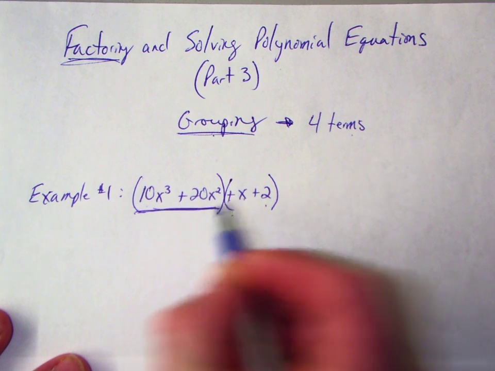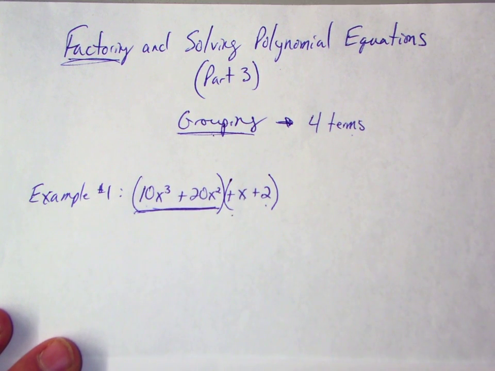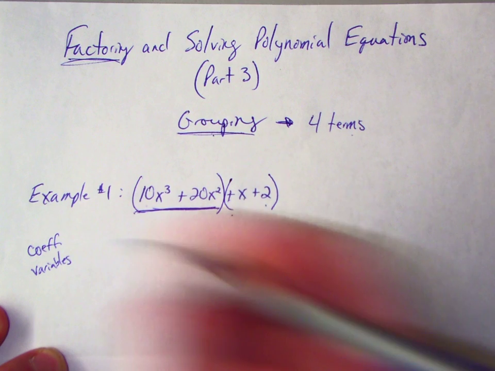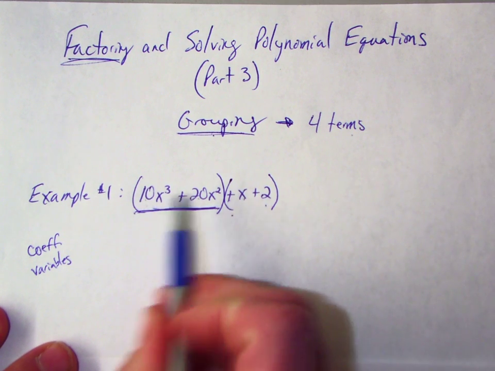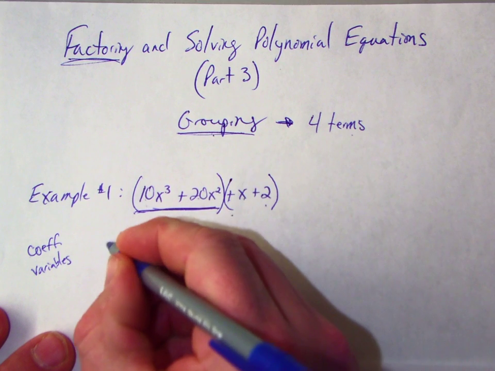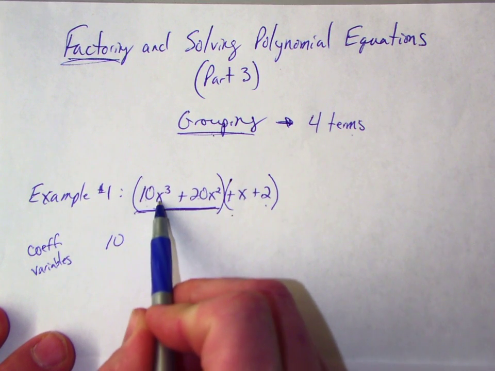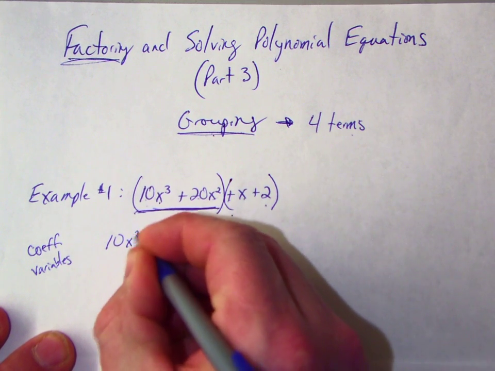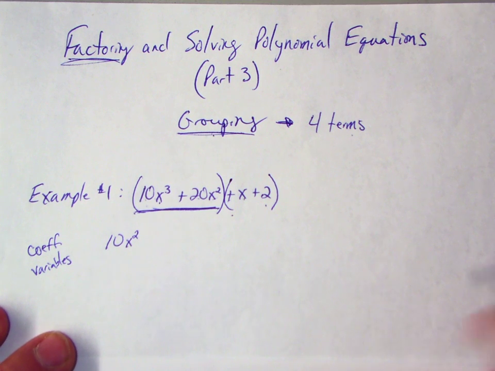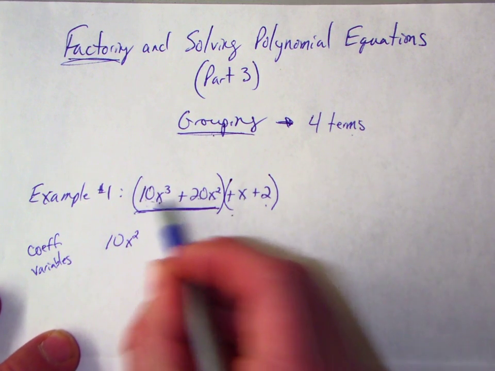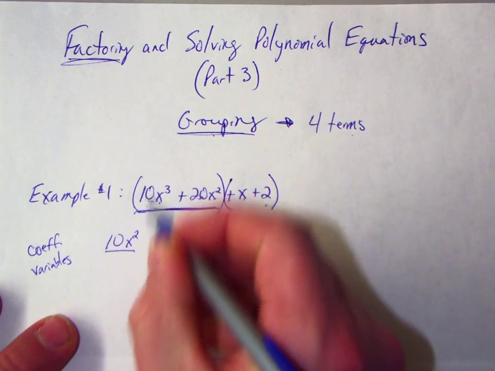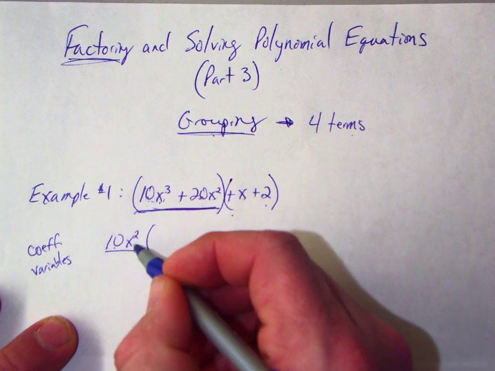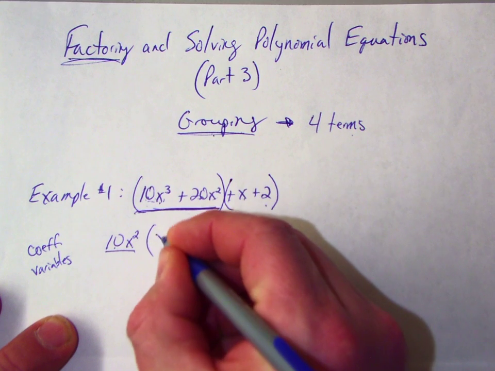All right, looking at this first group, what's common in those 2 terms? Remember, you're looking at coefficients and variables. What number can go into 10 and into 20? That's 10. Looking at the variables, I have 3 x's here and 2 x's here, so the most I can take out of both terms is 2 x's, or an x squared. Now remember, in the first video I told you that when we are factoring out, you're actually dividing both terms by this monomial. So 10 divided by 10 is 1. X cubed divided by x squared means 3 minus 2 is 1, so you just have x to the first power.